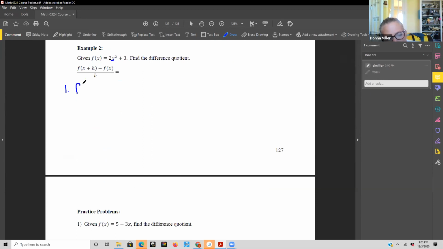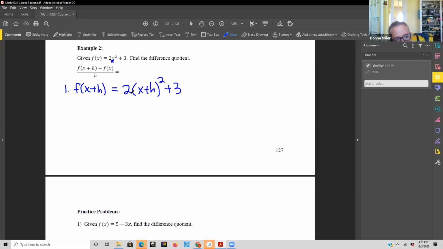find f of x plus h. So that means everywhere I see an x, I replace it with x plus h. So this x gets replaced with x plus h in parentheses, squared, plus 3. All right. So that's f of x plus h. The hard thing is now I have to do the algebra. I have to multiply it out and simplify it.